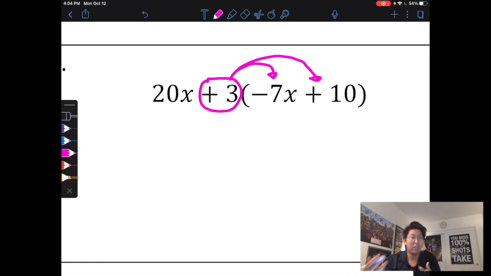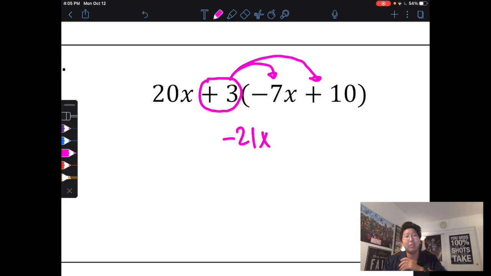And if I want to draw this out, that's a lot, right? I don't want to draw 7 negative x's and 10 unit tiles and do 3 of those. That's not fun. So what I'm going to do is multiply, right? So 3 times negative 7 is negative 21. And don't forget the x, right?